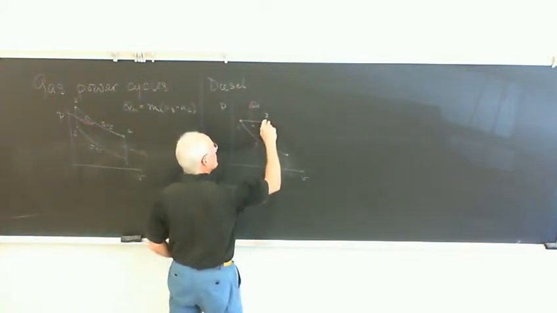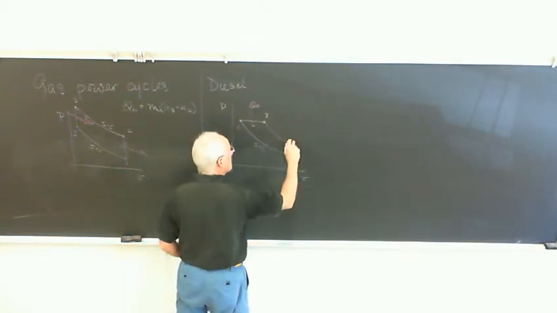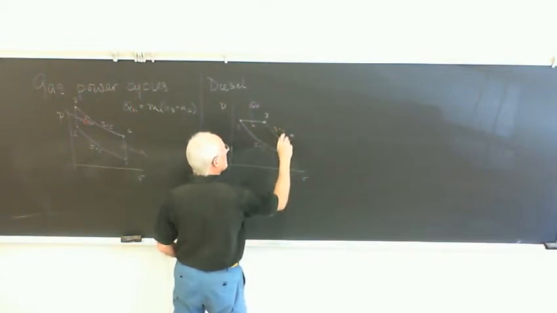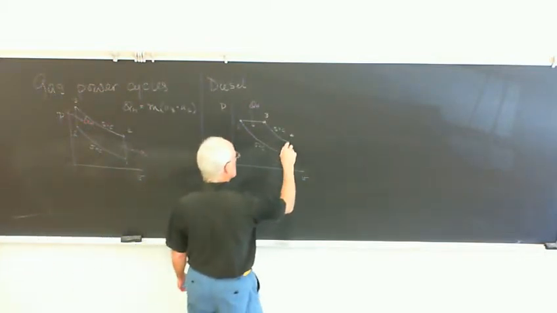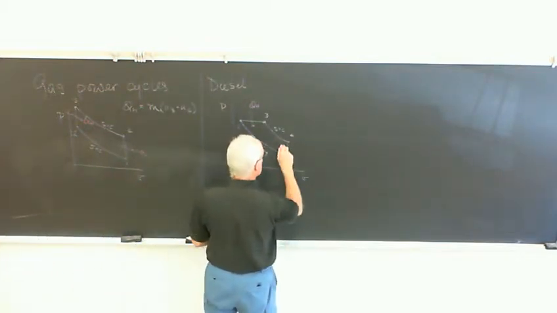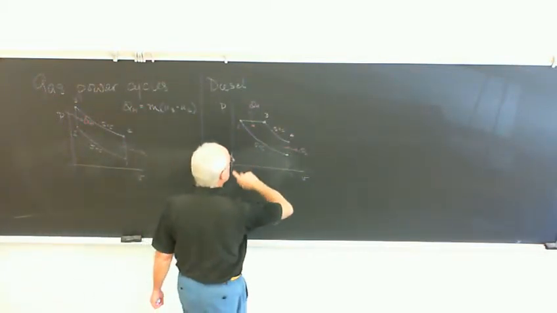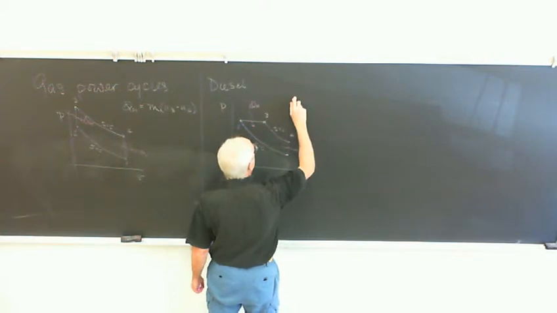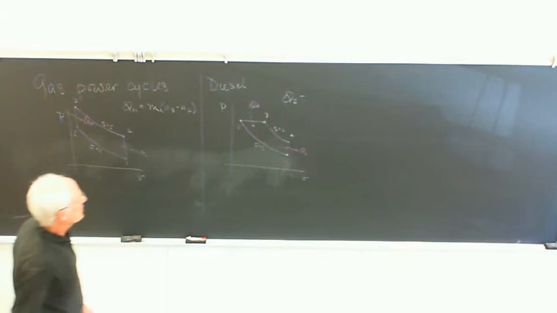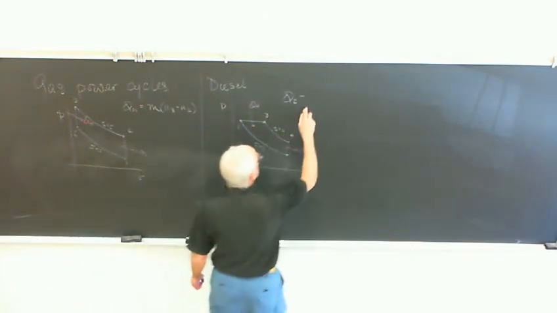But that's part of the power stroke. And then the rest of the power stroke brings it down to here, again, in an isentropic expansion. And then we have the constant volume heat rejection as we model it. And then the cycle continues. So the main difference for us really is in that part of the work that's done in 2 to 3.